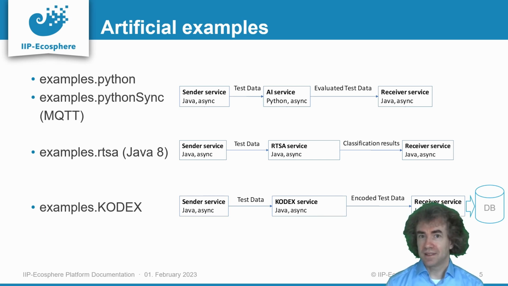And the last example is Codex. Codex is an open source anonymizer for arbitrary data. And that shows how to use that anonymizer, which, like RTSA, is a platform supplied service. And it also outlines how to integrate an external program that here in this case has been written with Go. It also has a further difference. You see it on the right side. This example is writing the data into a custom database.